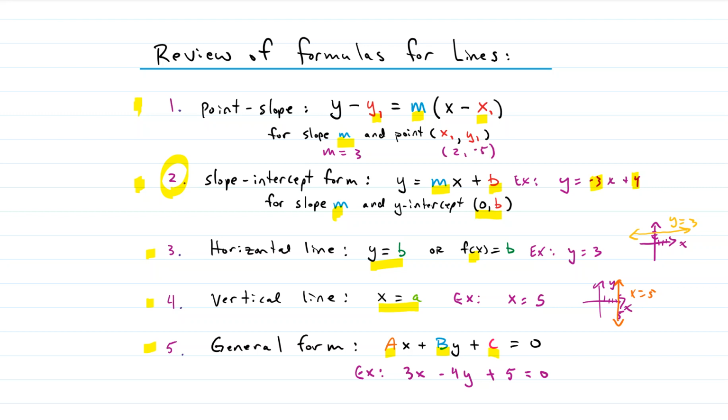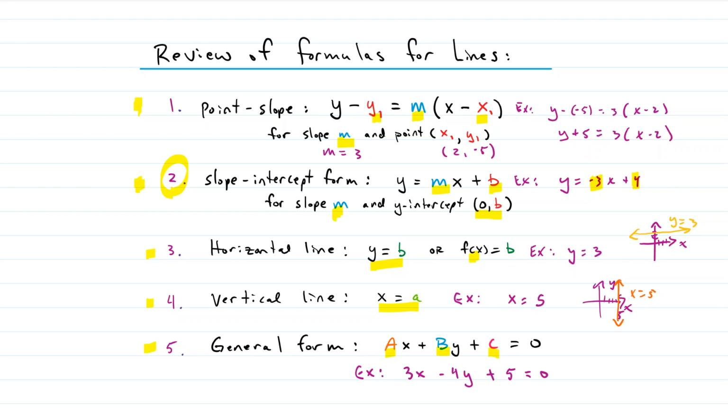So say my slope is 3 and my point is (2, -5). If I plug this in, then I would go y minus, and then my y1 is negative 5, equals, and then I have 3 for my slope, and I have x minus, what's my x value for my point? 2. And the minus and the minus on the left give me a positive, so y plus 5 equals 3 times x minus 2. So that is in point slope form.